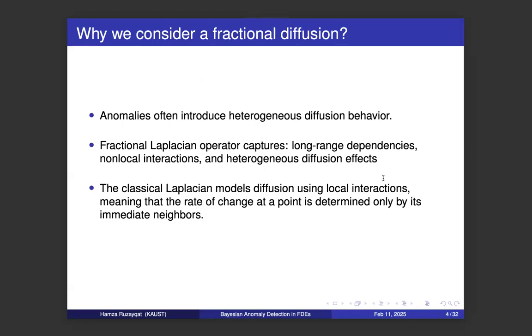So why do we consider a fractional diffusion problem, not a classical Laplacian problem? Because anomalies often introduce a heterogeneous diffusion behavior. That means they interact with the outside. The classical Laplacian model only focuses on local interactions, meaning the rate of change at a point is determined only by its immediate neighbors. However, the fractional Laplacian operator captures long-range dependencies and non-local interactions, and therefore it is very good for heterogeneous diffusion effects.